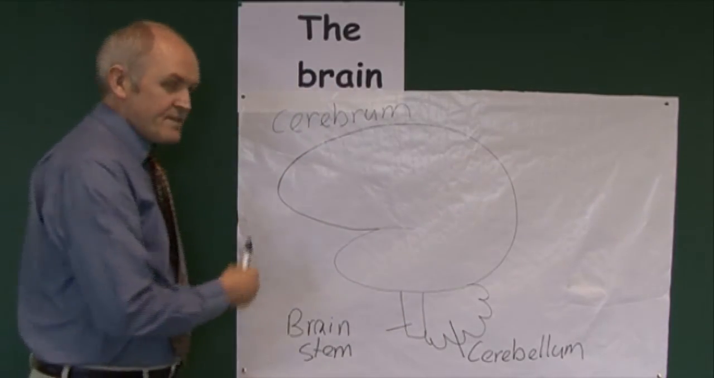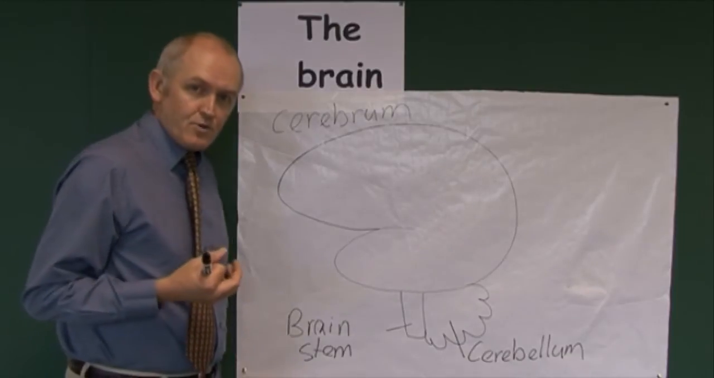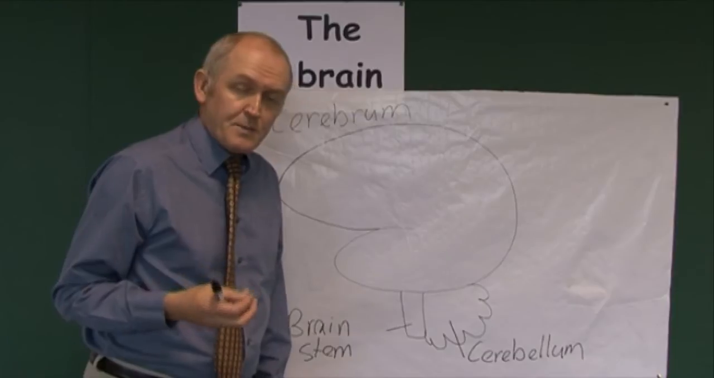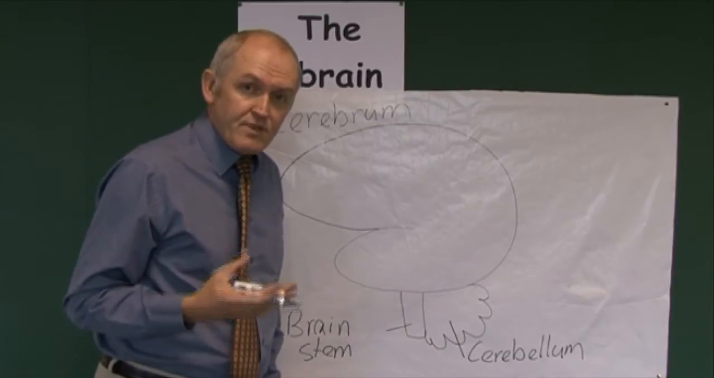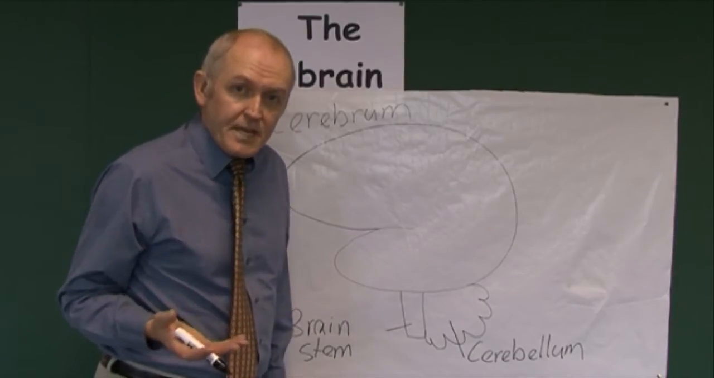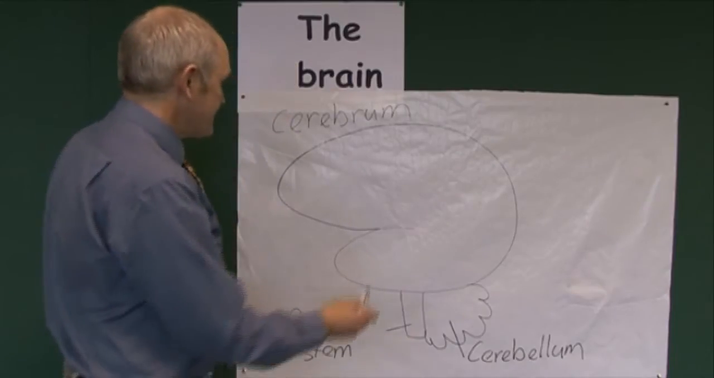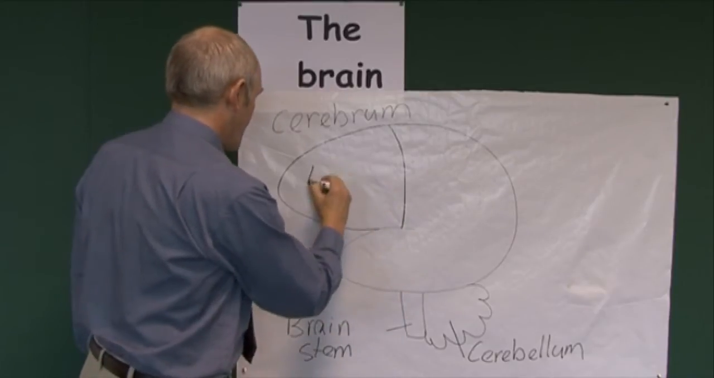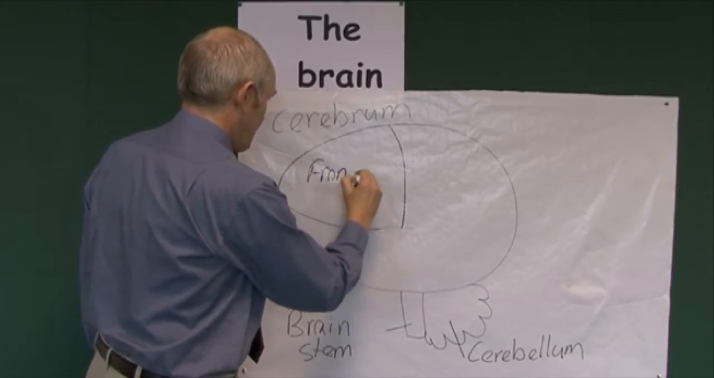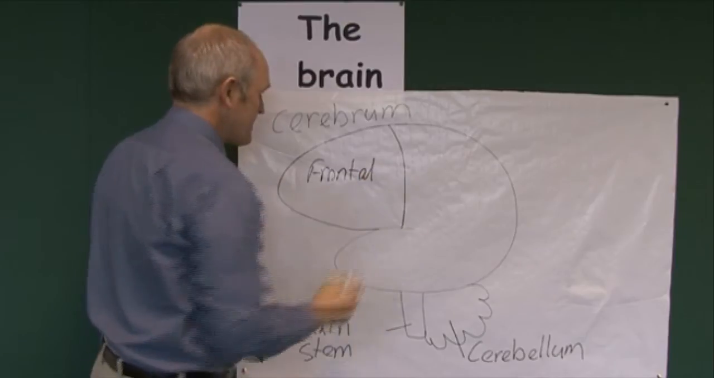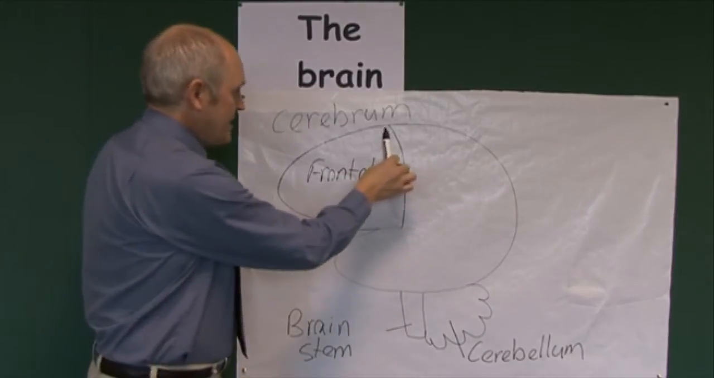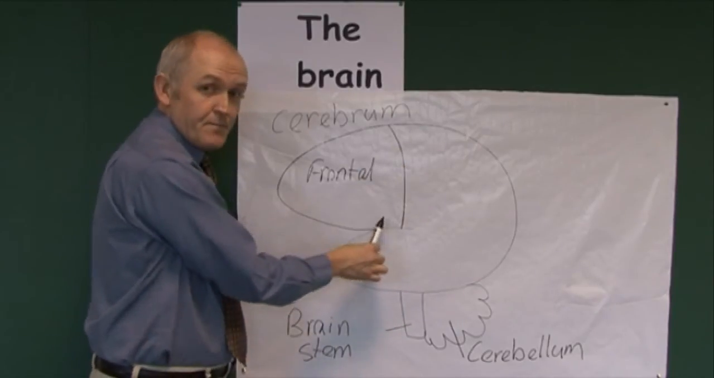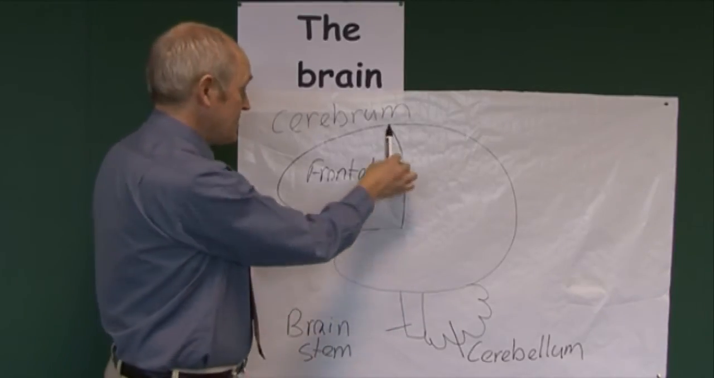And the cerebrum is itself divided into different lobes. And these lobes correspond to the bones of the skull that we've just looked at. A particular lobe of the cerebrum is underneath the particular bone. So for example, this is the frontal lobe here. And then there's a gap, a small fissure there. It's actually called a sulcus.